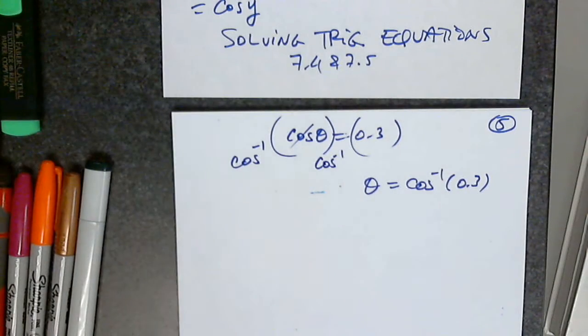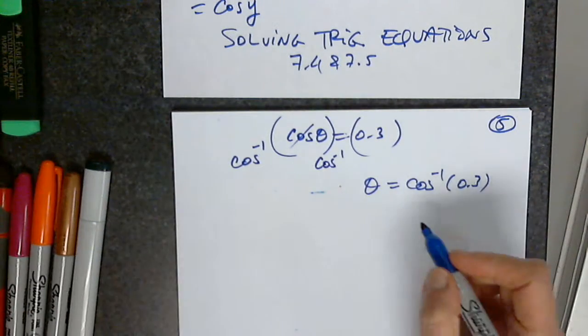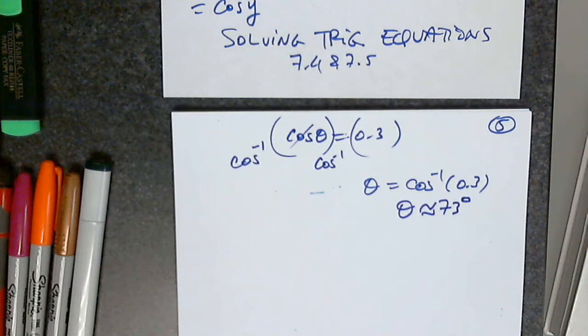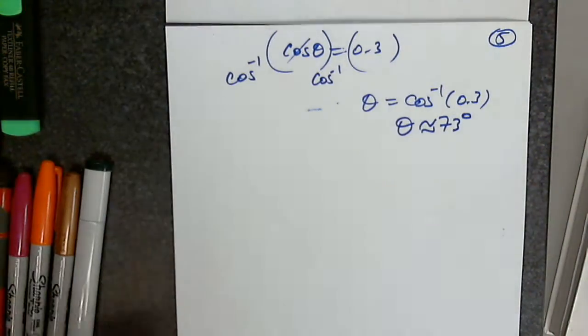I put it in the graphing calculator because I have no idea what this is. If I want the answer in radians, I keep it in radians. If I want the answer in degrees, I change it into degrees, and then I apply cosine inverse to 0.3, and I will get roughly 73 degrees. So theta is approximately 73 degrees. We did this in the past. Now we have other types.